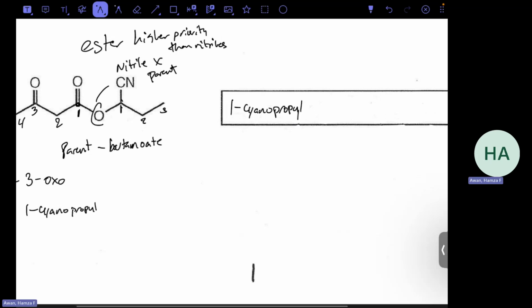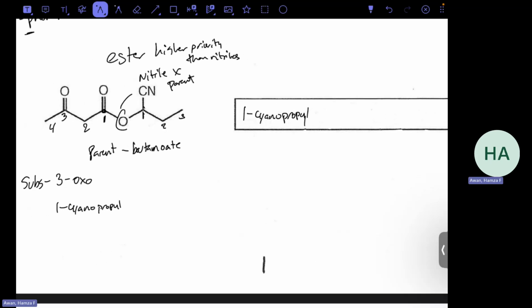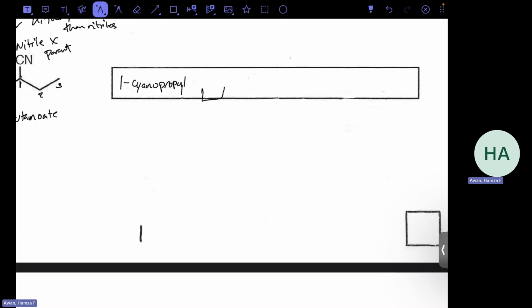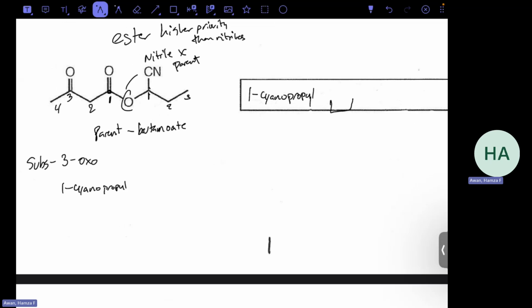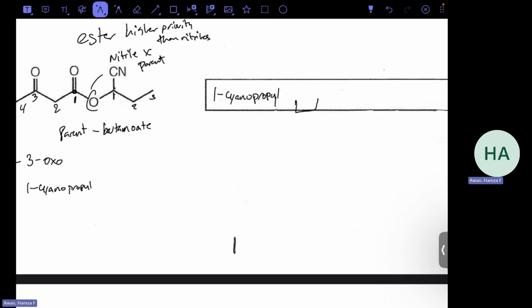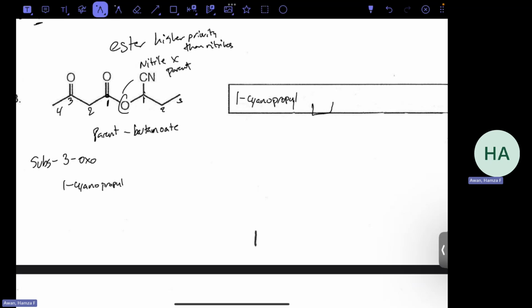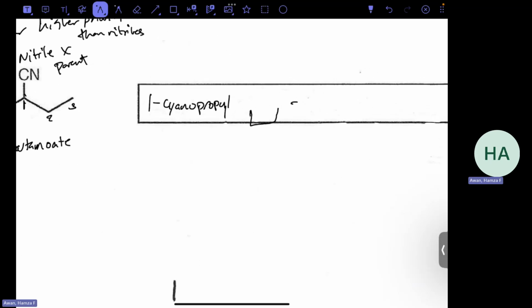So we have the 1-cyanopropyl, and now we're going to have a space. Whenever we have a space, we're essentially indicating that this is one side of the ester, and now we're going to start naming the other side of the ester. I'll just put this right here to indicate that we have a space. Then we put our substituent and then the parent right after, right? So we have a 3-oxobutanoate on the left side. We're not going to put a dash here, even though I put one there. Because we have a space, we don't need to put a dash. So we put 3-oxobutanoate.